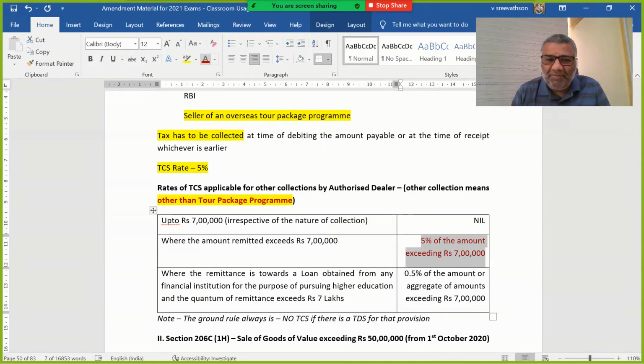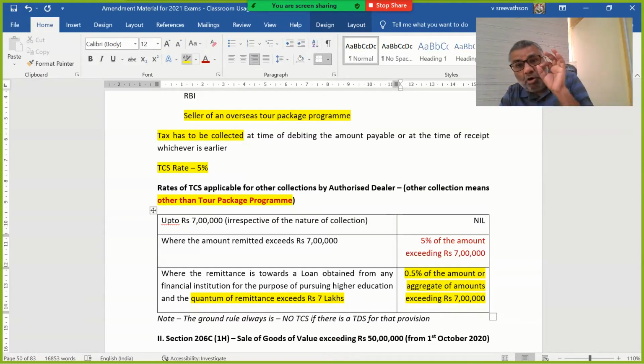But one facility given is where the remittance is towards a loan obtained from a foreign financial institution for the purpose of higher education. For example, Harvard University or Oxford or Michigan, where people are going and studying, the loan has been obtained there itself, but the payment is going from India, so parents are paying. If the quantum of payment exceeds 7 lakhs in a year, it is 0.5% of the aggregate amount exceeding 7 lakhs. For a loan of an educational institution alone, it is not 5%, it is 0.5%.